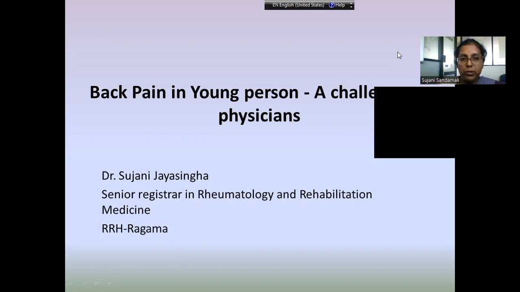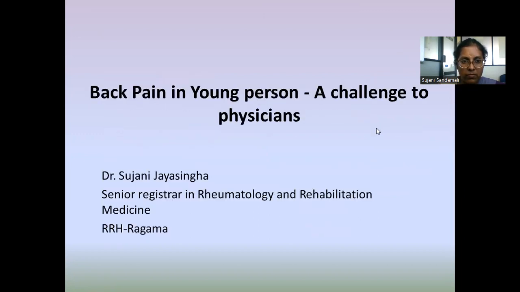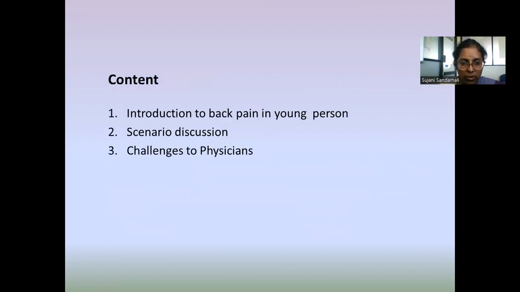Let me start with my talk, Back Pain in Young Person, a Challenge to Physicians. I'm Dr. Sujani Jayasinghe, Senior Registrar in Rheumatology and Rehabilitation, currently attached to Rehabilitation Hospital, Raga. I'll be talking on a brief introduction to back pain in young person, scenario discussion, and challenges which are faced by physicians.